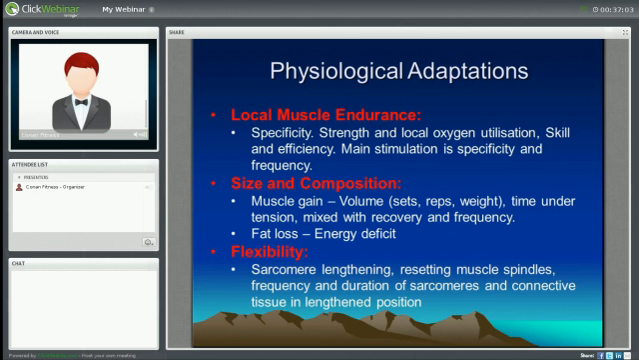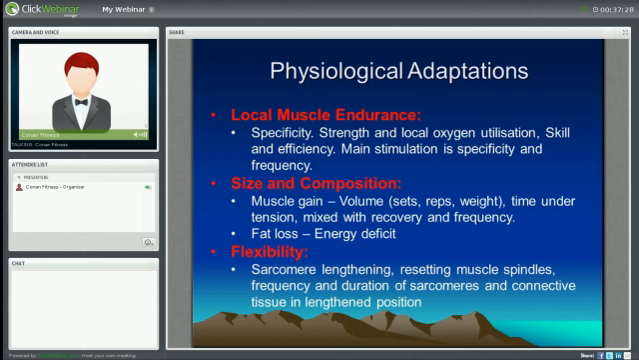Flexibility. With flexibility, we're talking about sarcomere lengthening. Imagine a muscle fibre being a long string or strand of fibre, and cross-sectionally are these tiny units called sarcomeres that run all the way along the muscle fibre. And basically there is a resetting of these sarcomeres. They kind of have a set length, and all they do is contract. That's how the whole muscle contracts.